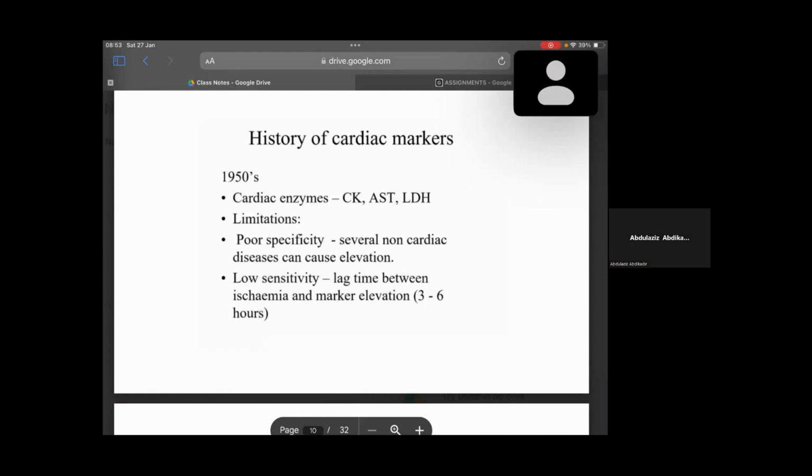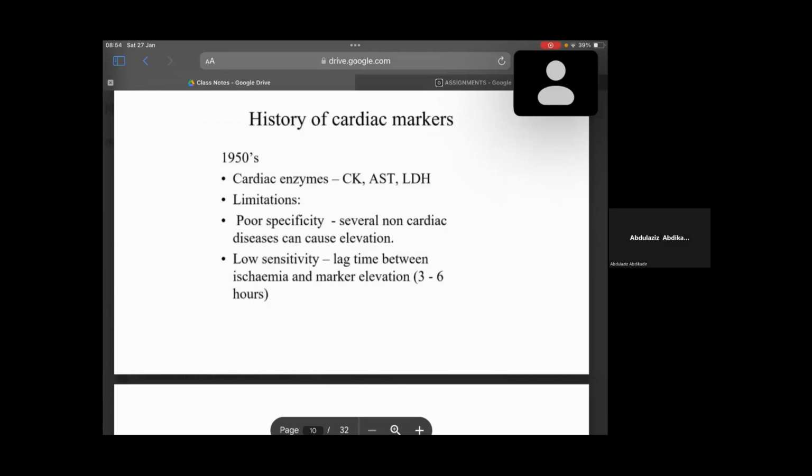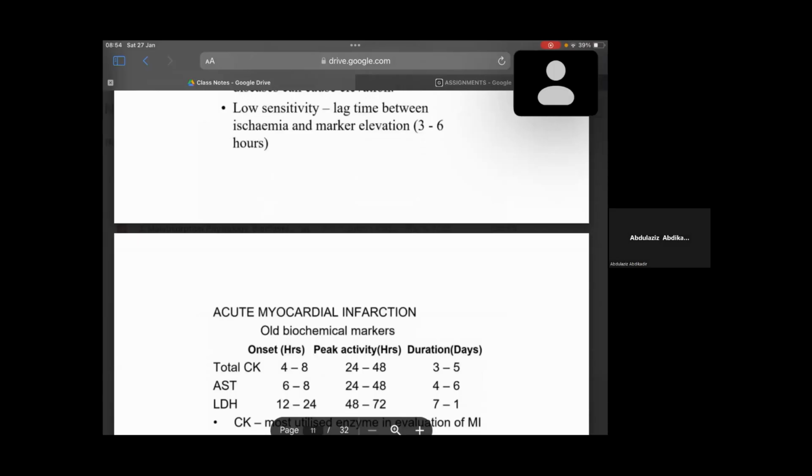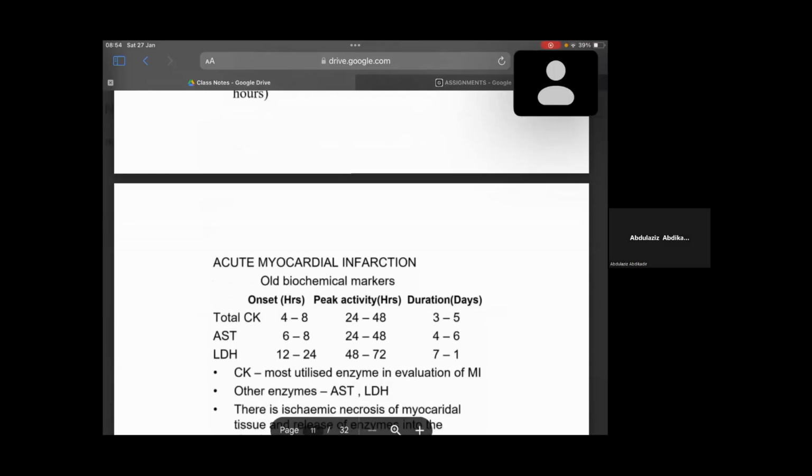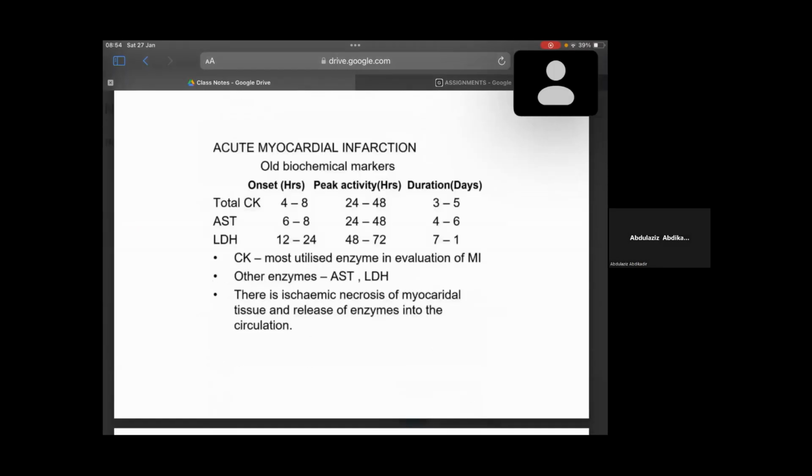So if you have, like, I'm just there in the KNH ground floor, I get an MI, I'm taken to Ward 7C, do biomarkers, you will not find anything. So the CK is the most utilized enzyme in the evaluation of the MI. The other enzymes are AST and LDH. I want you to look at the table: the onset, the peak hours, and the duration. Look at the duration for LDH.